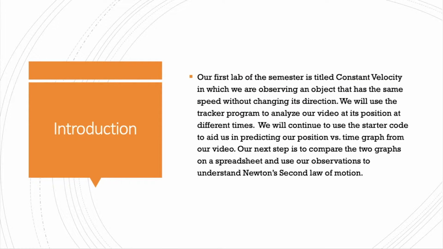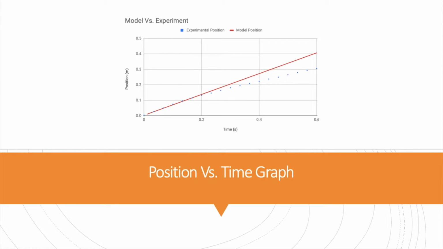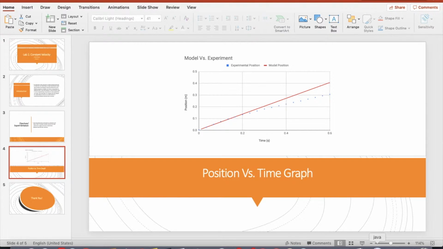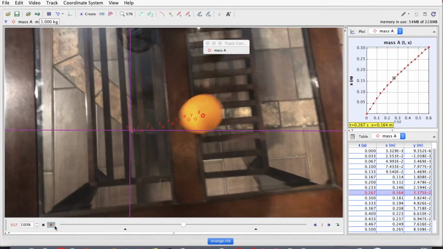For our first lab, we were asked to record an object moving at a constant velocity. We then placed the video in our Tracker program and analyzed our video at its position at different times. We then created a computer model that would predict the position and time of our object. The next step was to add the two data sets and put them into a spreadsheet. Our objective of this lab was to apply Newton's second law to a real-world example, which would be at constant velocity. Now we will take a look at our video on Tracker.